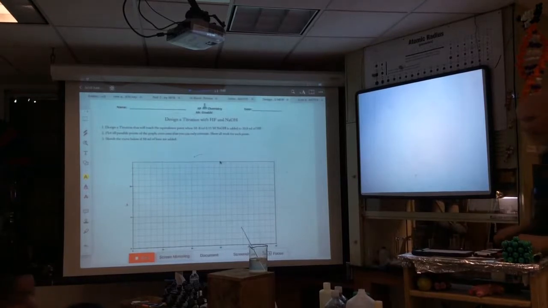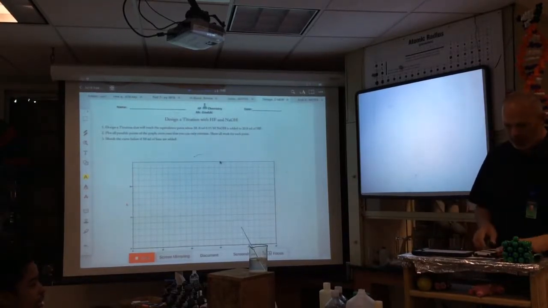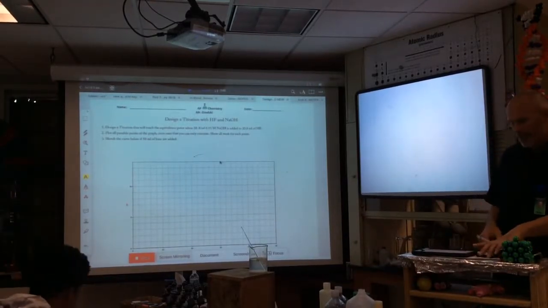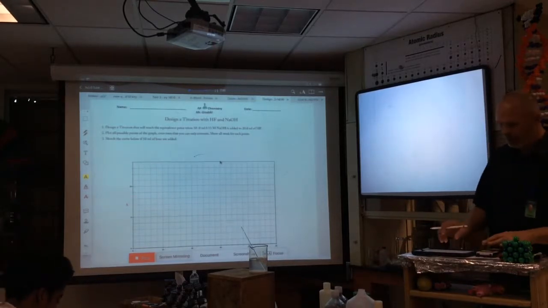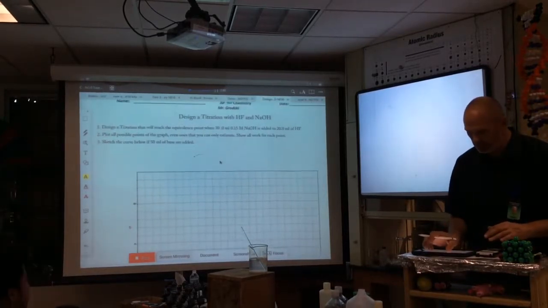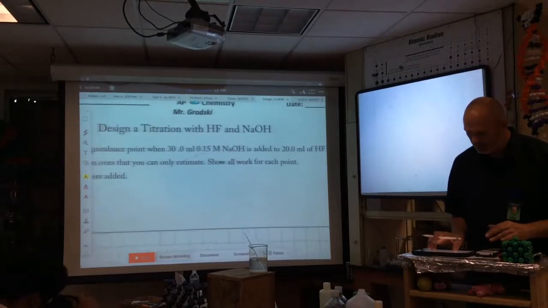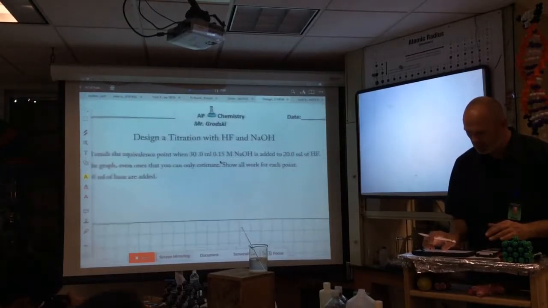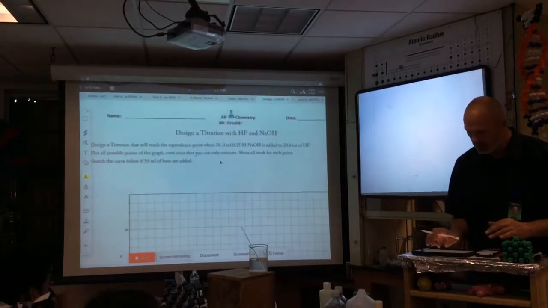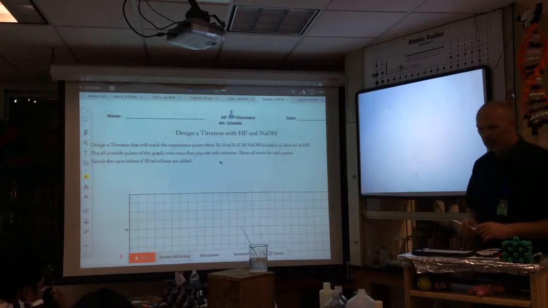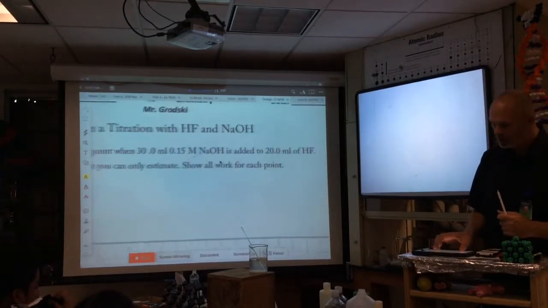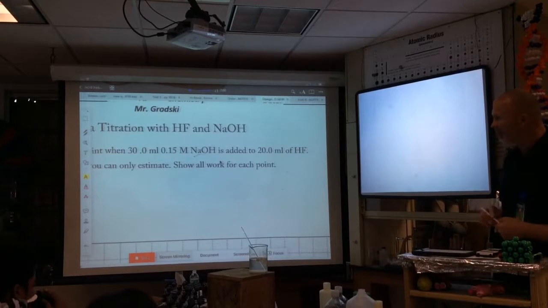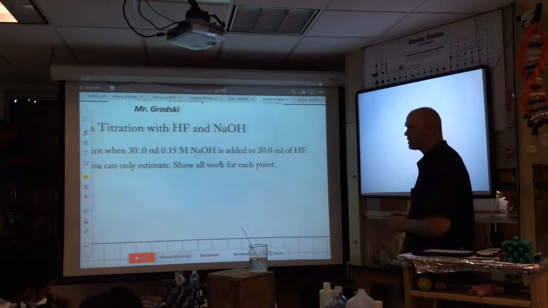All right, so we all have the design of titration. So essentially what we're doing is going backwards here. And let's take a look at this up close and personal. What do we have here? Let's look at the wordage here. Design a titration that will reach an equivalence point when 30.0 milliliters of 0.15 molar NaOH is added to HF.